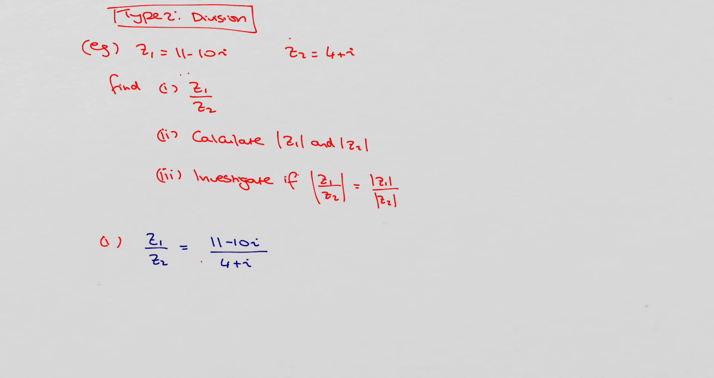So of course, to divide our complex numbers, our rule is we multiply above and below by the conjugate of the denominator. So the denominator here is 4 plus i. So if I multiply the top and the bottom by the conjugate, well, the conjugate is 4 minus i. So multiplying at the top line there, we have 11 by 4, which is 44. 11 by minus i is minus 11i. Minus 10i by 4 is minus 40i. And minus 10i by minus i is plus 10i squared.